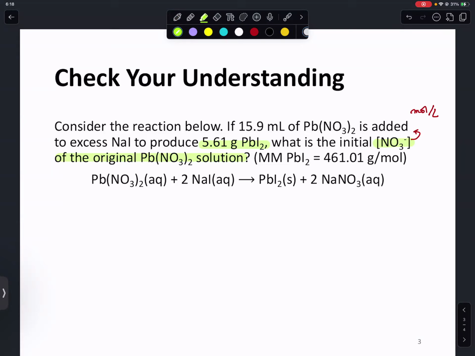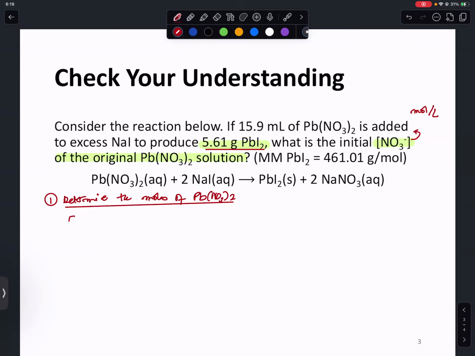So the first thing you want to do is determine the moles of the lead 2 nitrate. And we can determine the moles of lead 2 nitrate by working it backwards using the mass of lead 2 iodide and the mole to mole ratio of lead 2 iodide to lead 2 nitrate. And luckily, it's a 1-to-1 molar ratio, so it shouldn't be too bad. So let's determine the moles of lead 2 nitrate.